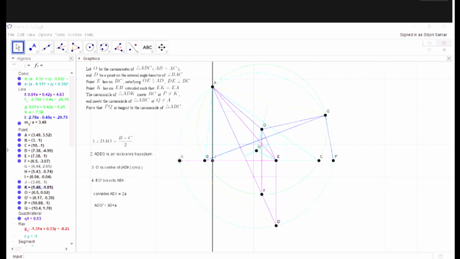So if AEK is 2 alpha, then AKE must be 90 minus alpha, right? Can you repeat the last line? AKE must be 90 minus alpha. Why would it be 90 plus alpha? It will be 90 minus alpha, right? Yeah, 90 minus alpha.